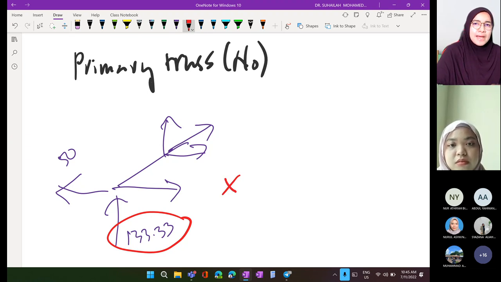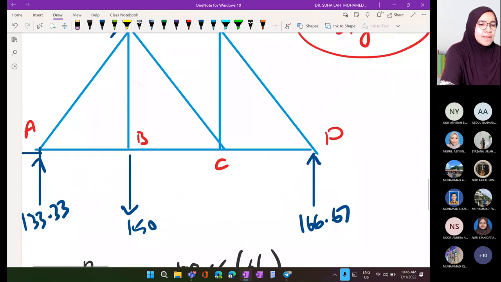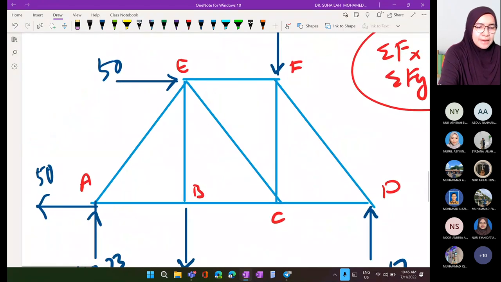Because as I mentioned just now, when you learn the method of joints and you are asked to calculate member forces using the method of joints, now kita tak buat macam ni. Bukan bermakna ni salah, this is correct, tapi kita nak buat kaedah pantas. We call it the easy method, because kalau you buat macam ni, you tak boleh siap within 45 minutes.